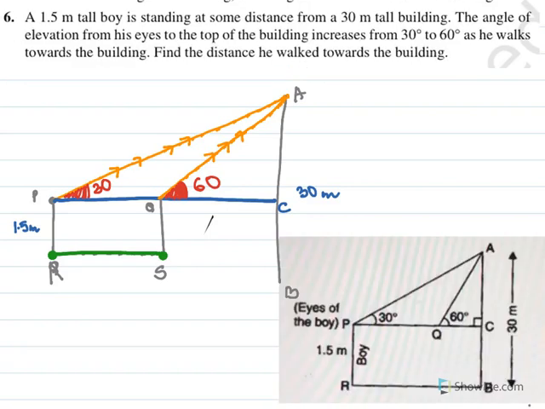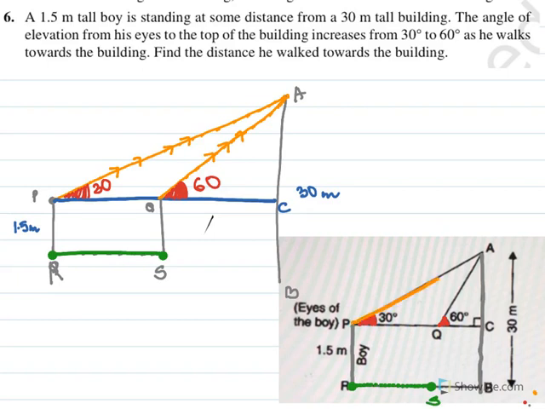So we draw the figure again a little neatly. This was the boy here. Here CPR was the boy. The angle changed from 30 to 60 as he walked towards the building. So his first position was at R, then he changed his position here at S. Then we have the building here. This is the building, 30 meters. And we need to find the distance he has traveled. This is the distance he has moved towards the building. This RS we need to find.